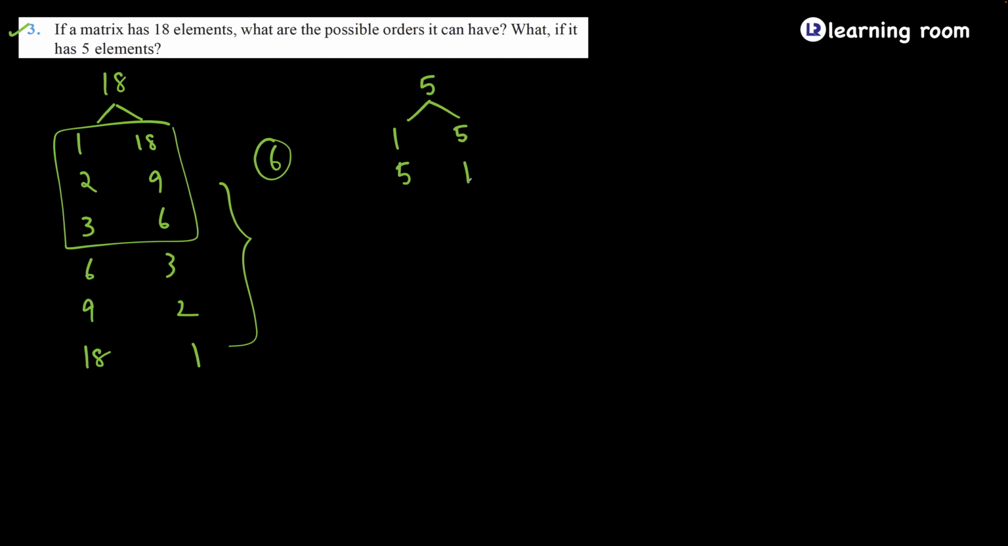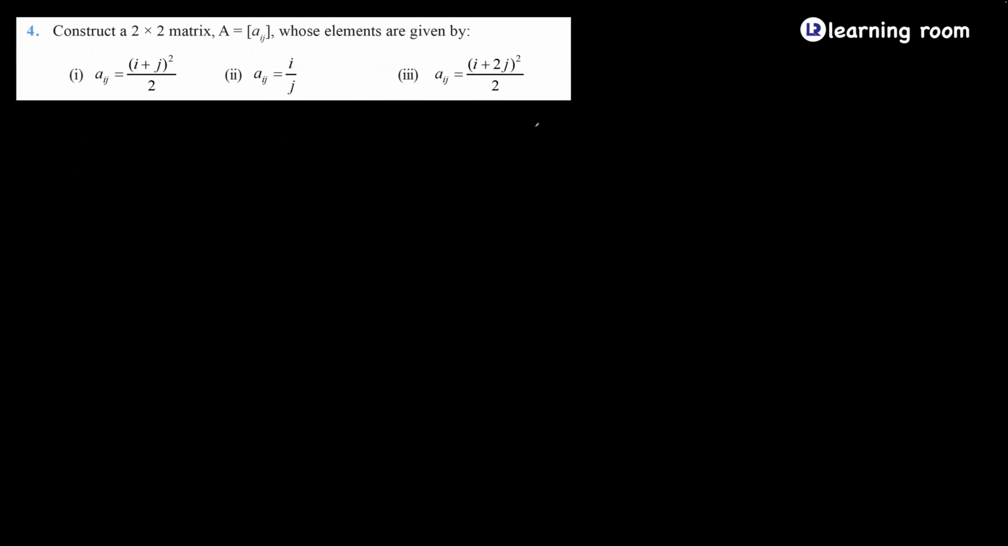So how many matrices are possible in this case? It is 2. Right? So it's a simple problem. Shall I proceed? Okay.